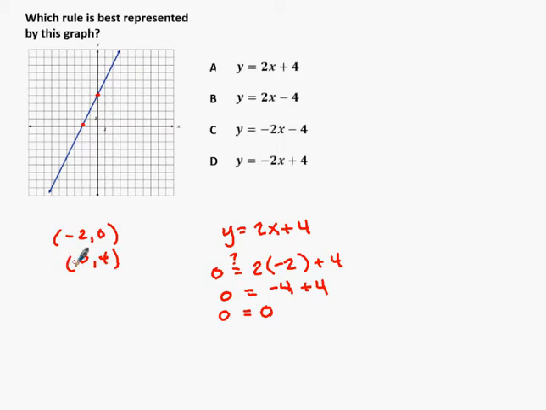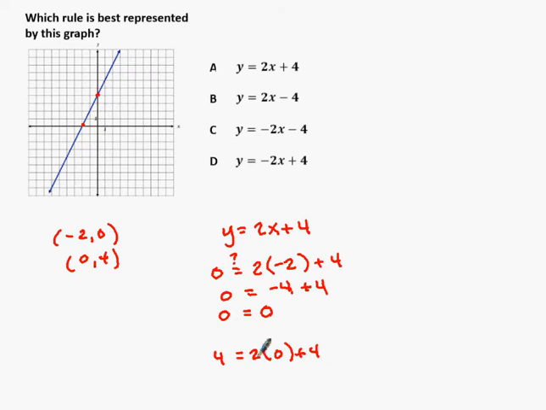Now let's check the second point, 0 and 4. Again, we're going to use our equation, but instead of using an x, we're going to plug a 0 in for the x. And instead of using a y, we're going to replace that with a 4. Oops, you know what I did? Hang on one second. I put an equal sign here instead of a plus sign. All right, let's fix that.